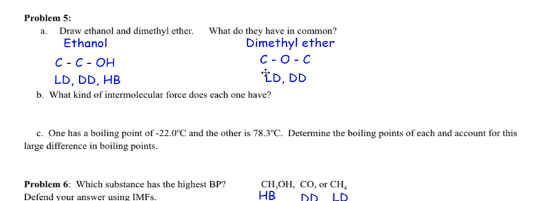So one of these has a boiling point of -22, and the other one is 78. So which one is which? Okay. Think about it, and when you're done, come back.